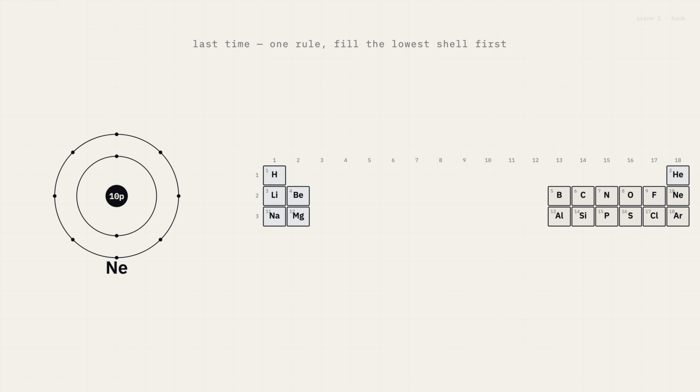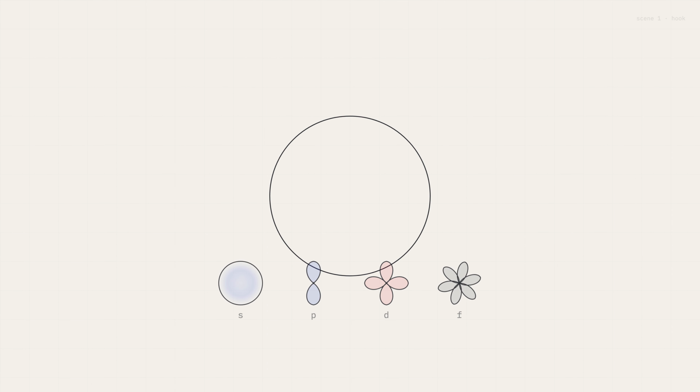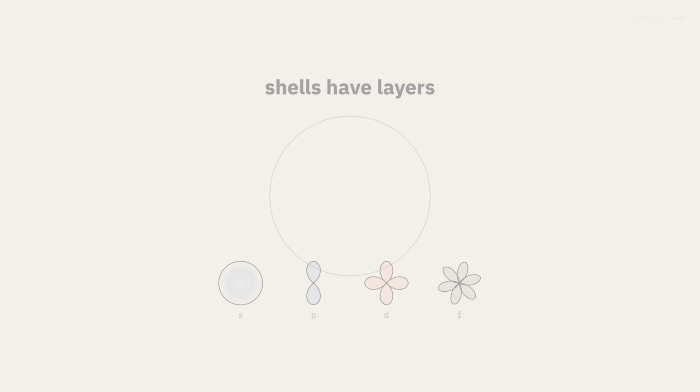Last time, we built the periodic table from one rule: fill the lowest shell first. But I lied a little, because shells aren't really shells. They've got layers inside them. And once you see those layers, the whole shape of the table starts to make sense.